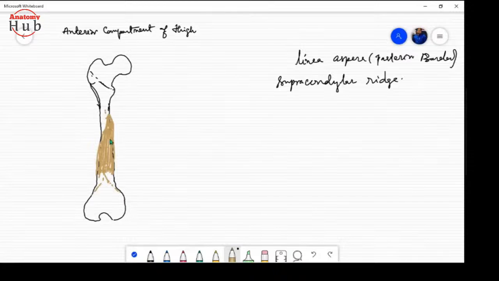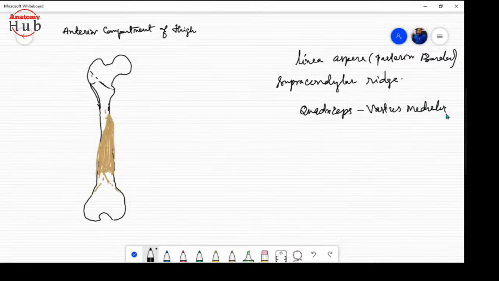Mainly it is going downward and merges with the other muscles. What are the other muscles? They are the quadriceps muscles. Quadri means four, ceps means head, so a four-headed muscle. How the heads are there, we will discuss. So this quadriceps muscle consists of the vastus medialis, and we have the vastus lateralis, and we have the vastus intermedius.